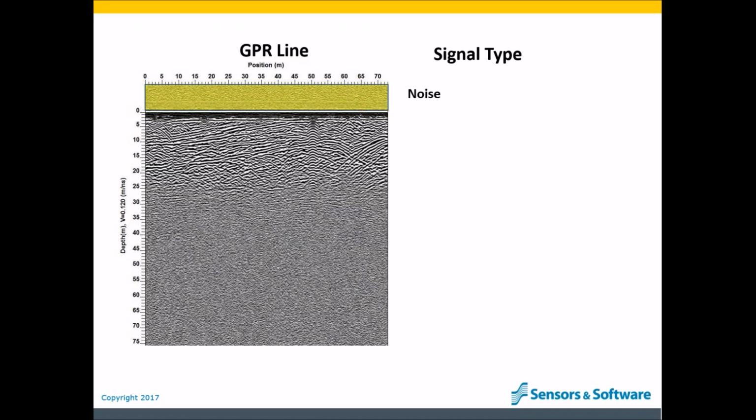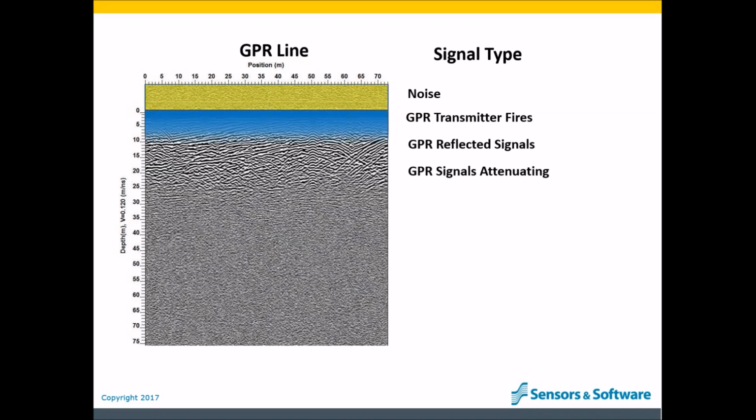I am coloring the RF noise yellow. Then the GPR transmitter fires, and the first GPR energy, the strongest energy, is the direct air and ground arrivals at the receiver. At this point, the much weaker background RF noise is completely masked by the strong GPR signals. Now the receiver starts to record GPR reflections coming back from the subsurface. These signals get weaker and weaker as they are attenuated by the subsurface materials. The GPR signals are colored blue.